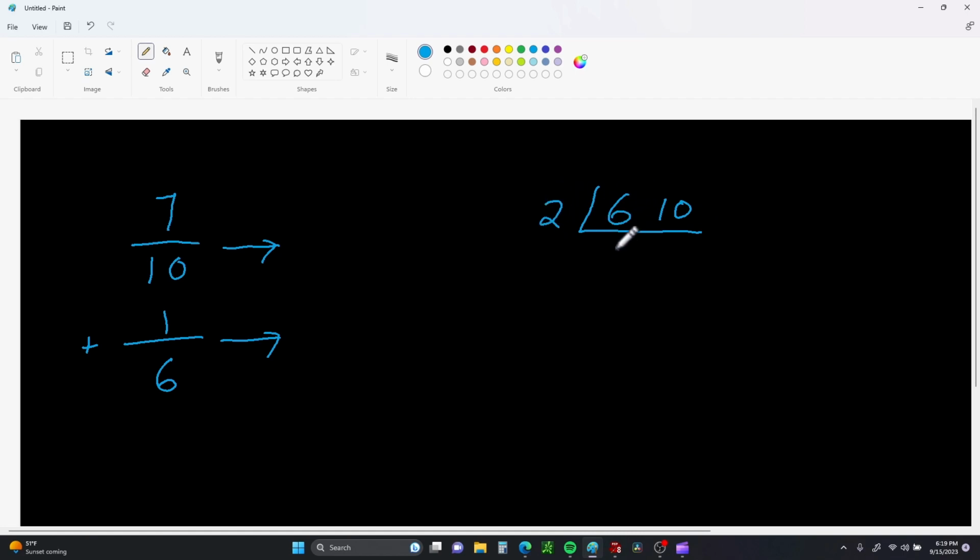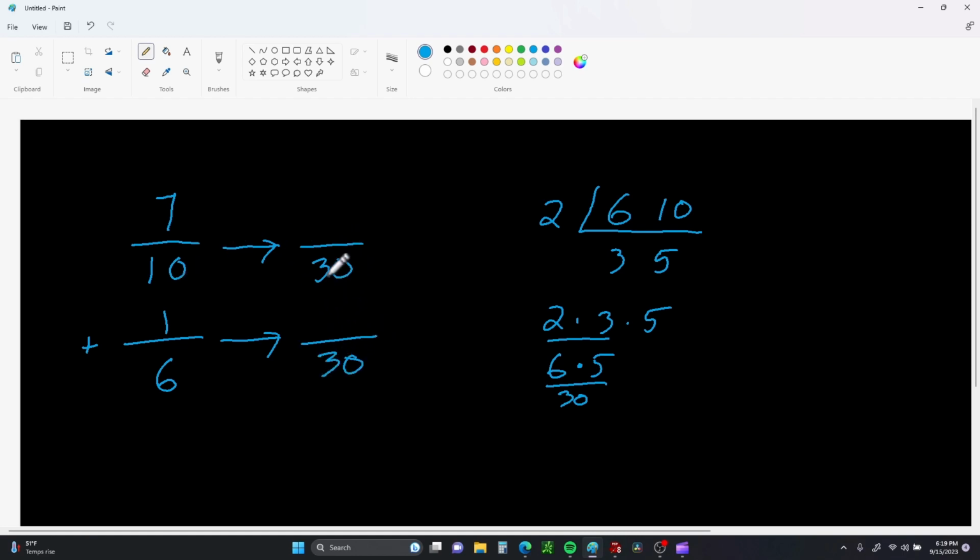So 6 divided by 2 is 3, and 10 divided by 2 is 5. And I just multiply these three numbers times each other. So 2 times 3 times 5. 2 times 3 is 6. I bring down the times 5, and 6 times 5 is 30. That's my common denominator, so I'm going to put that here. This is the division line. So here's 30.